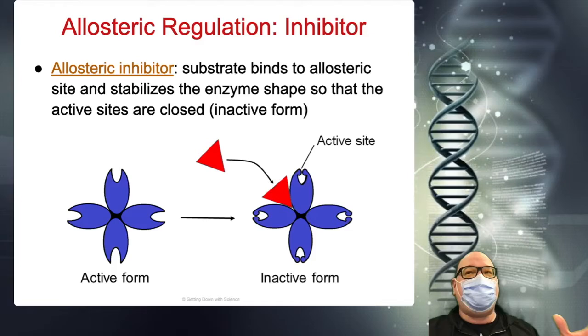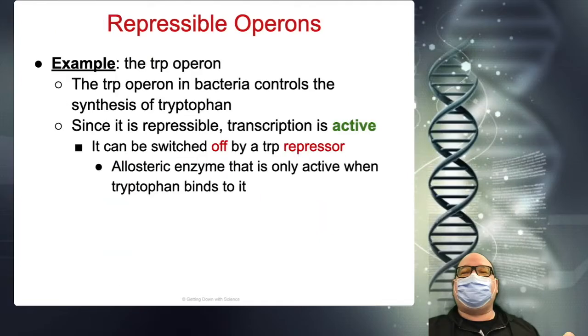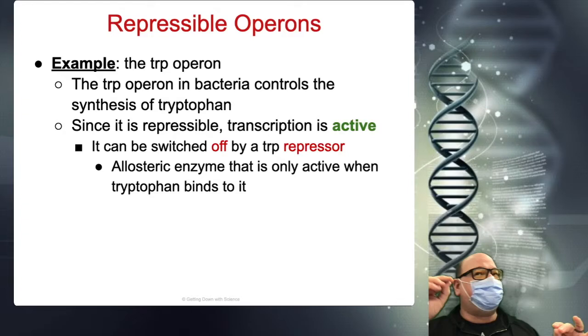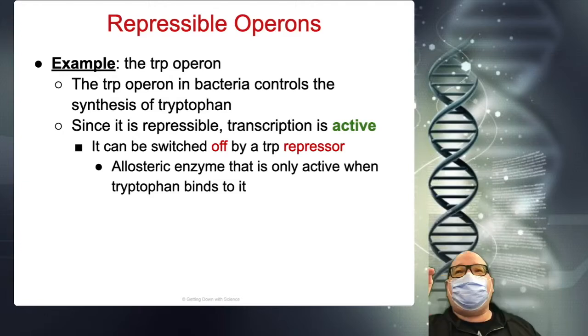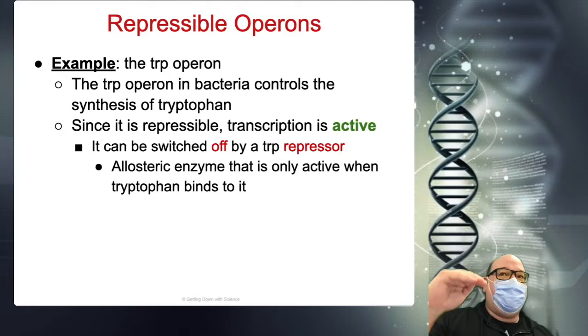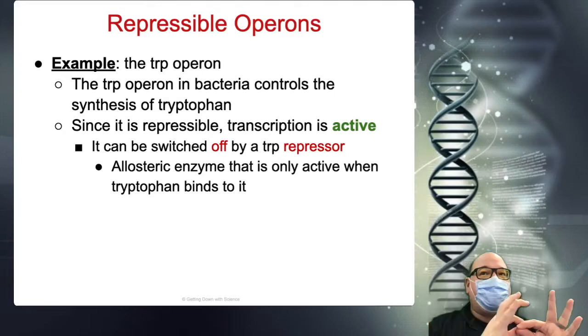All right. So these operons are repressible. There's a really well-known one that we're going to use as a perfect example. They call them illustrative examples in AP biology. And that's the trp operon. Okay? This operon in bacteria controls the synthesis of something called tryptophan. Okay? Since it's repressible, transcription is active. So it can be turned off by a repressor. Okay? I want to repeat that. When a gene is repressible, it's on all the time until it's turned off by its repressor. Okay? It's always active until you shut it off, kind of like the refrigerator example.